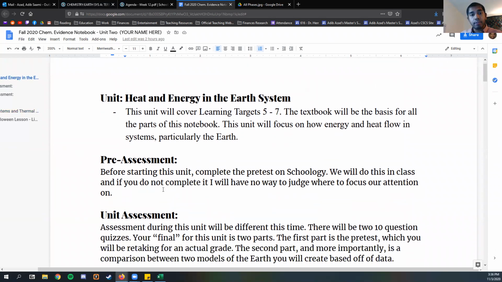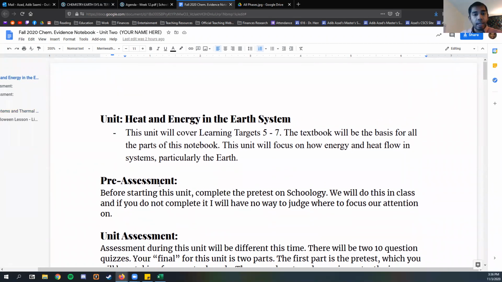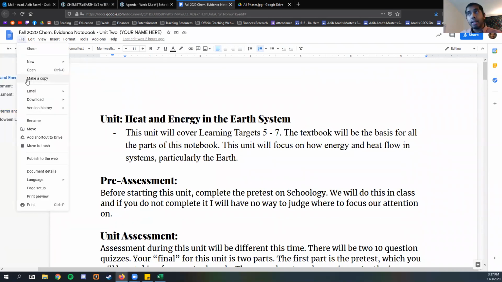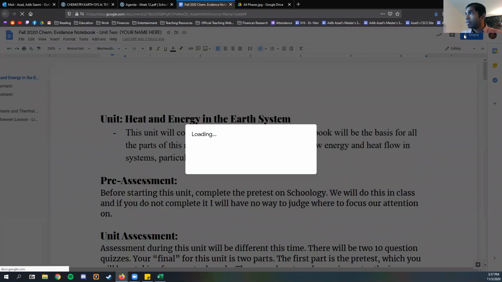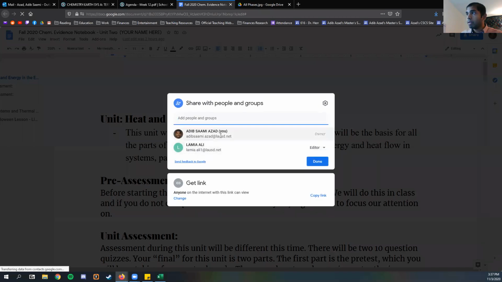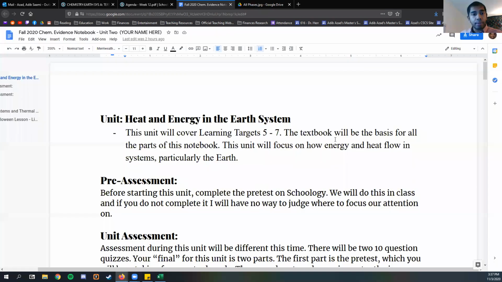Like I said, the pretest is our first thing. But before I let you do the pretest, I made sure we all made a copy of this document. That is absolutely vital. I want to make sure you start off on the right foot here. When you make your copy, rename it to Fall 2020 Chem Notebook Unit 2, and make sure you include your name. Replace the "your name" here with your name. After you do that, make sure you share it to my email, sami.azad@lausd.net. After you do that, you should be all caught up as far as Unit 2 is concerned.